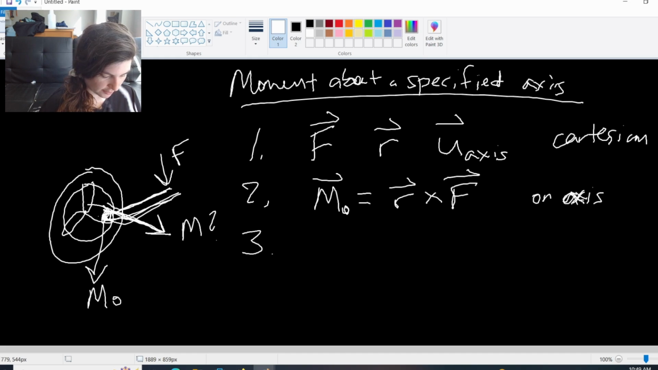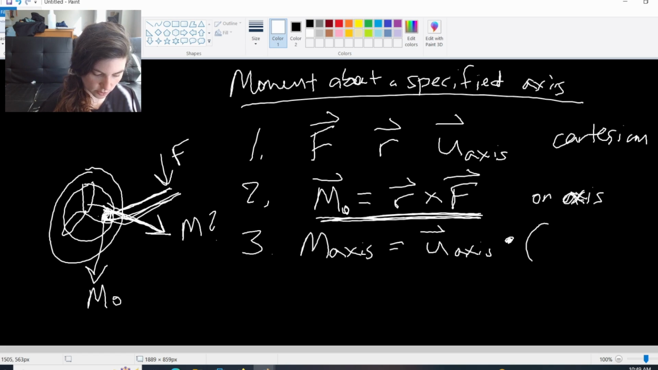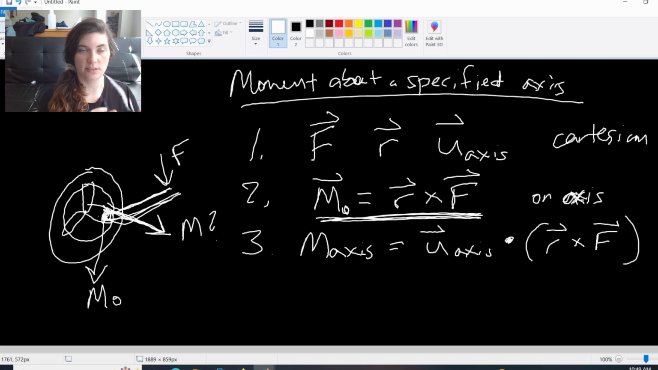Step 3, to find the moment about the axis, is we're going to take the unit vector of that axis and take the dot product of this unit vector with the moment equation that we just found, the moment about the origin, or R cross F. And this gives us a magnitude, right? A dot product always gives us a magnitude. So we do the cross product first, then the dot product, and that gives us the magnitude of the moment about the axis, which is sometimes sufficient for an answer. We might be able to stop there if it just asks for a magnitude.